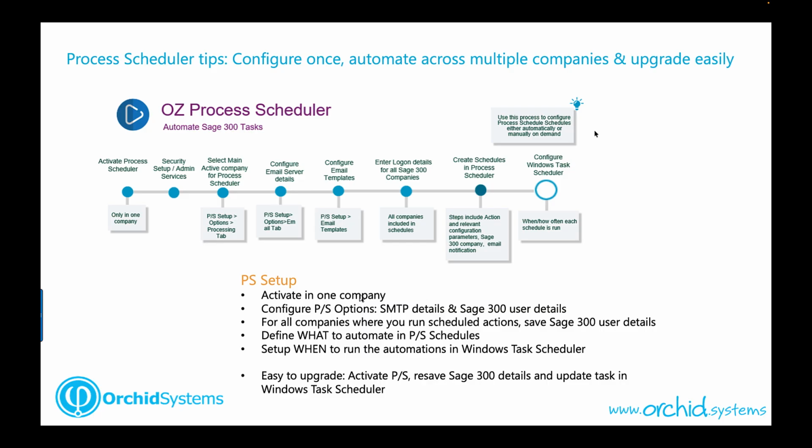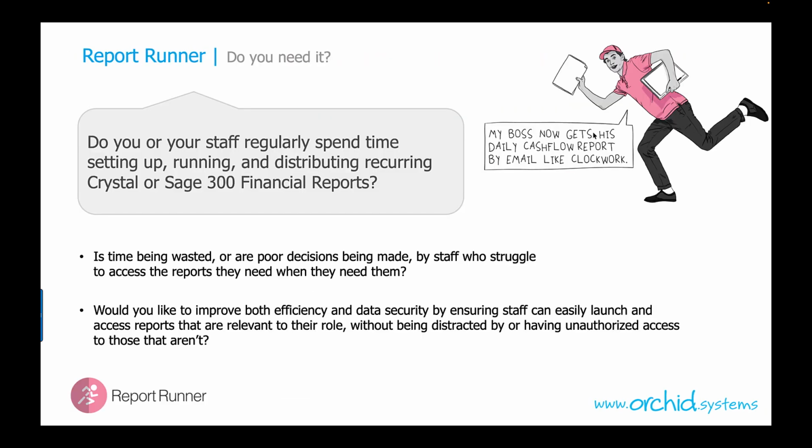It is easy to upgrade. You just need to activate Process Scheduler, the new version, resave the Sage 300 details, and update the task in Windows Task Scheduler. In the next part of the presentation, we're going to look at using Report Runner with Process Scheduler. Who needs Report Runner?